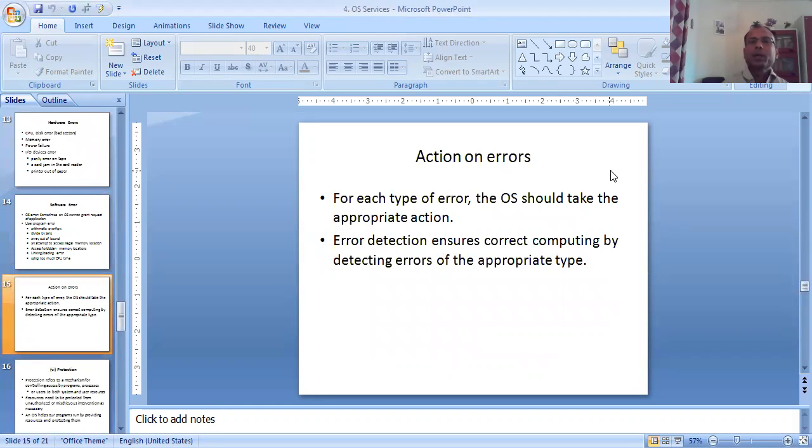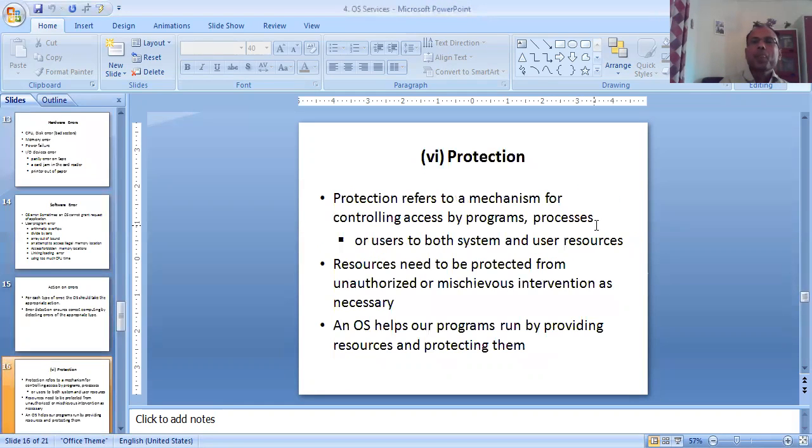So, action on errors. Depending on the different types of error, the operating system will take the appropriate action. Appropriate in the sense of suitable as much as possible. Accordingly, the operating system performs this functionality.